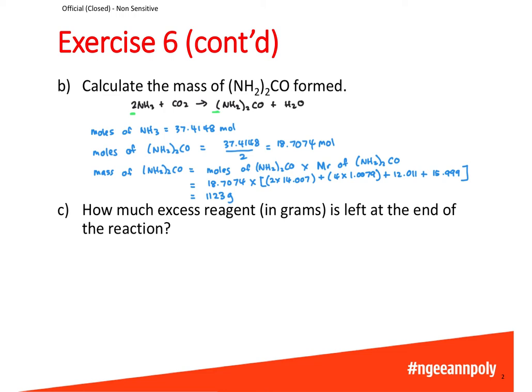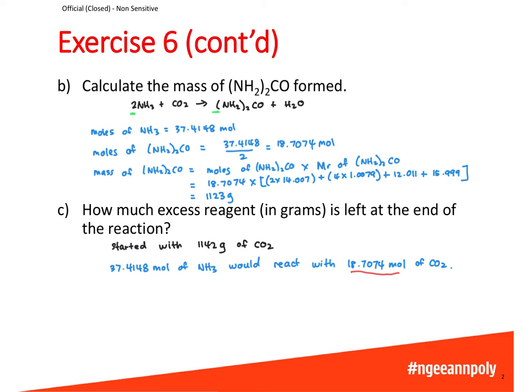The next part of the question asks how much excess reagent in grams is left at the end of the reaction. We know that the excess reagent is carbon dioxide. So let's look at the information that we had in the question at the beginning. The question stated that we started with 1142 grams of carbon dioxide. Then in part A, we calculated that 37.4148 moles of ammonia, which is the limiting reactant, would react with 18.7074 moles of carbon dioxide. So since we know how many moles of carbon dioxide was reacted, let's calculate the mass of carbon dioxide that was reacted. We can calculate mass by taking mole times Mr.